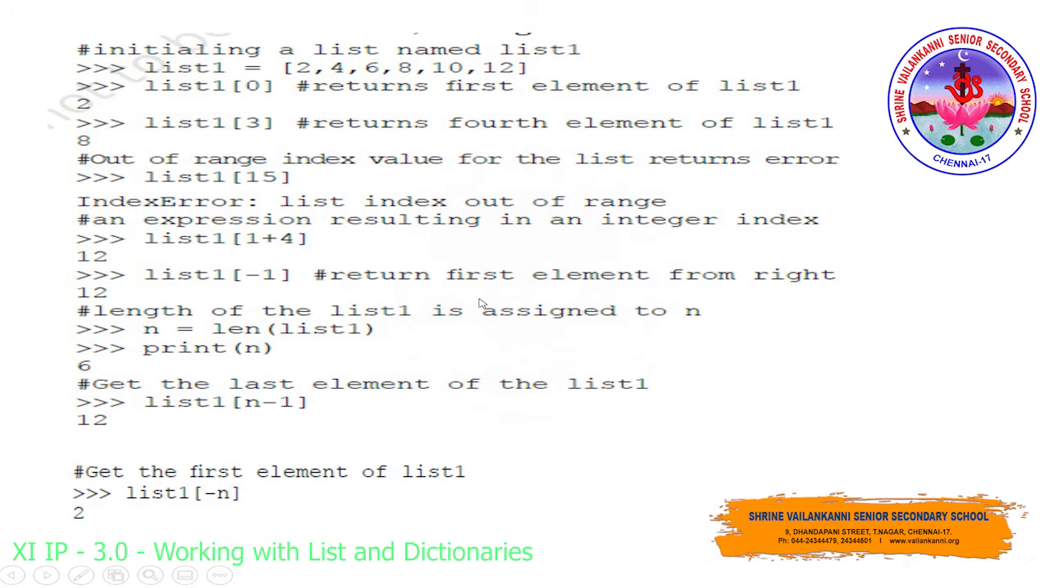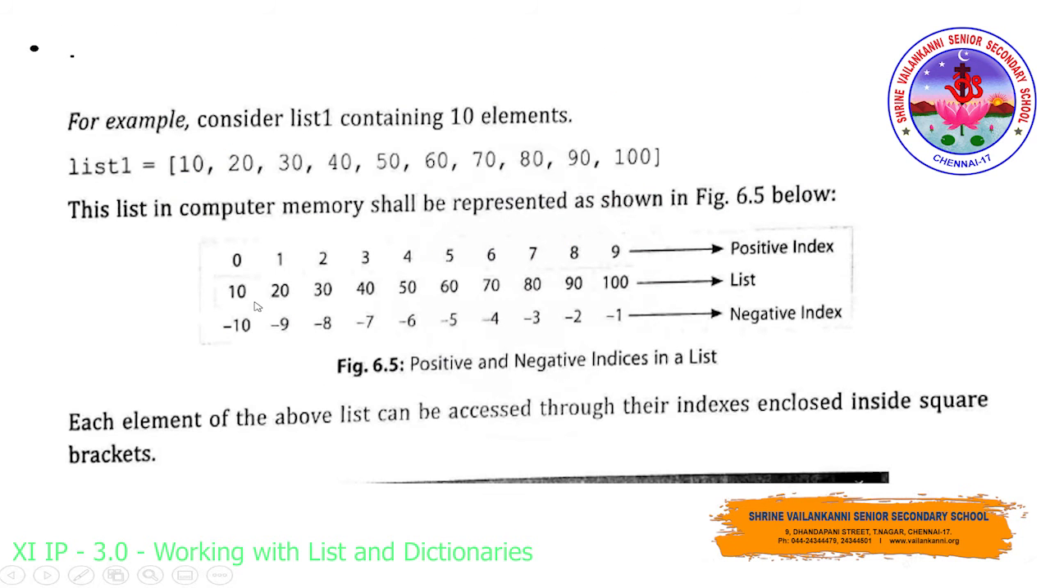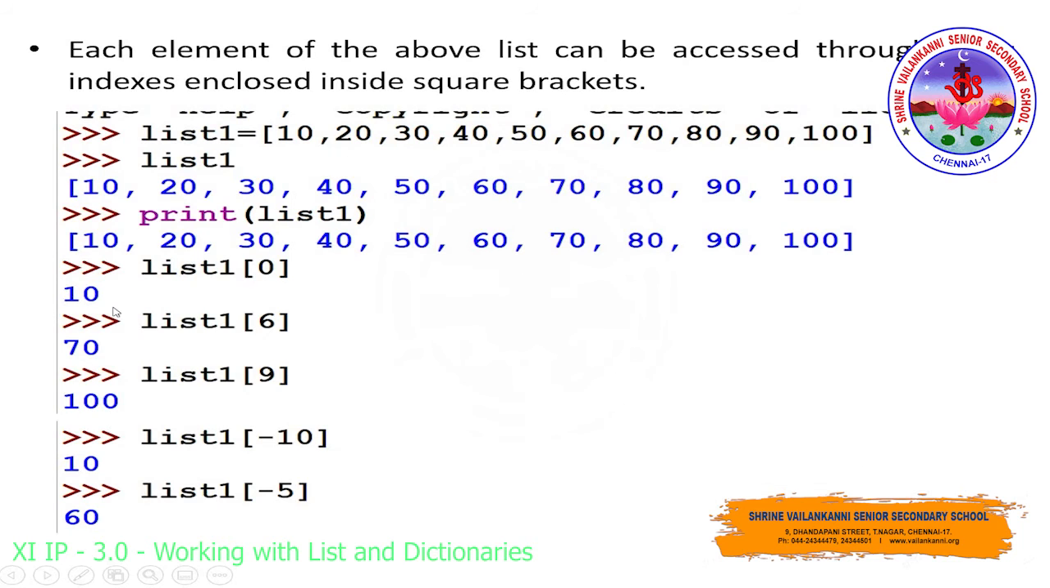Even you can refer with the previous example. So see here. In the 0th position, you have the value 10. So that 10 will be retrieved and printed. Again, list 1 of 6, if you consider 0, 1, 2, 3, 4, 5, 6, so 70 will be accessed and displayed over here. Similarly, if I give list 1 of 9, in the 6th position you have 70, so 7, 8, and 9. So in the 9th index position you have the value 100. So 100 will be retrieved.